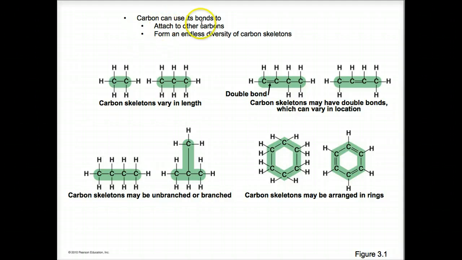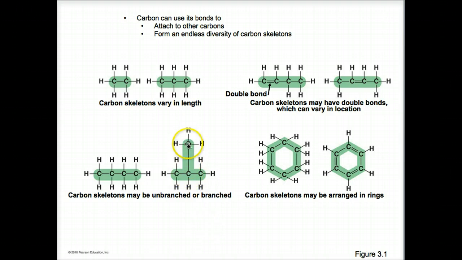Carbon can use these bonds to attach to other carbons, which forms an endless diversity of carbon skeletons. So you can see carbons can vary in length right here, right? You can see I have a 2-carbon molecule here, I have a 3-carbon molecule here. We can also have double bonds within the carbon, which can give it different characteristics. The carbon double bonds can also occur in different locations, as you can see.